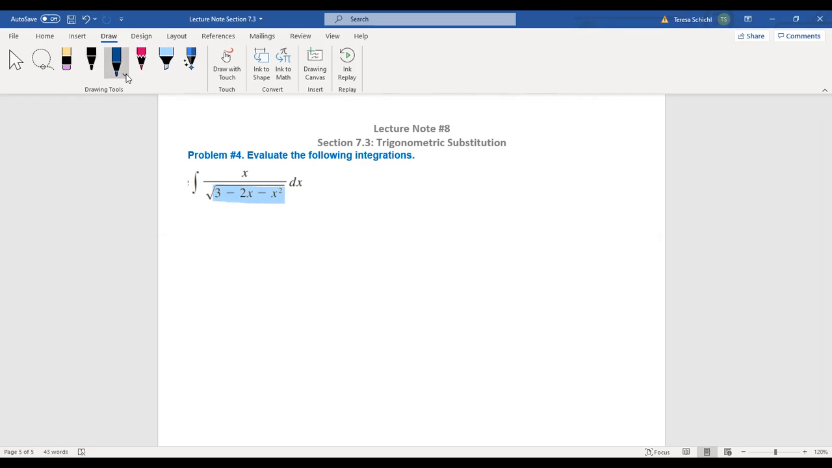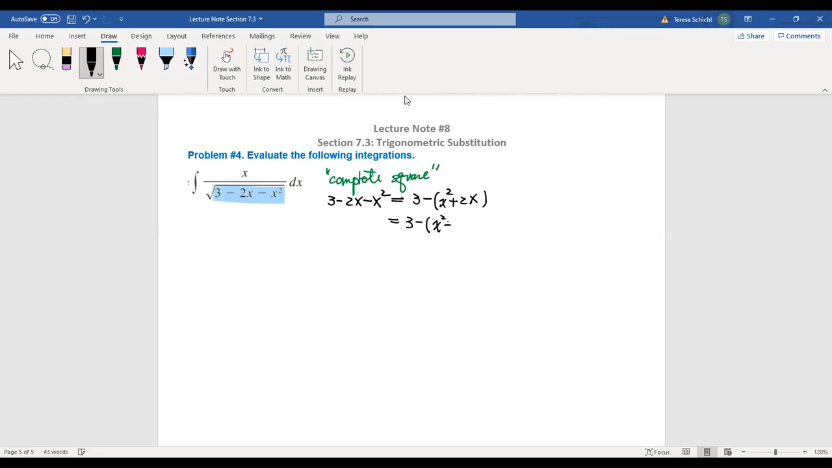So what you need to do here is use the completing the square technique to change this to a format we recognize. Okay, so now let's take a look. How do I complete the square? So this is 3 minus 2x minus x squared, right? In algebra we know that you factor out the minus, so this is x squared plus 2x, so I just put a parenthesis. Now inside the parenthesis, I can complete the square.